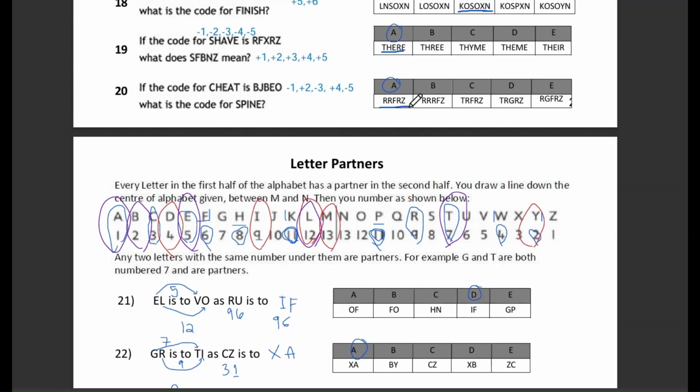We need to apply the same letter changes that turned cheat into BJJEO and apply those changes to the letters in spine. By looking at the patterns, we see that each letter in cheat has been changed to another letter following a specific pattern. When you do this same pattern to the letters in spine, you get RFRFZ. Does that make sense?